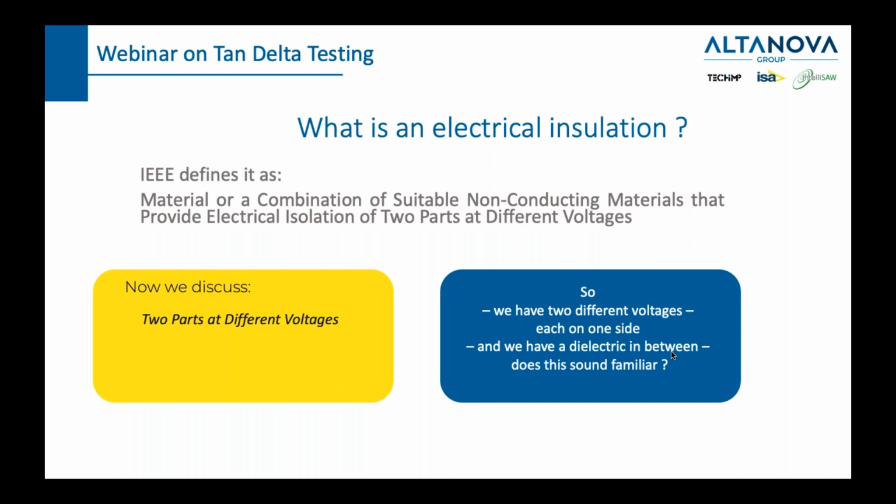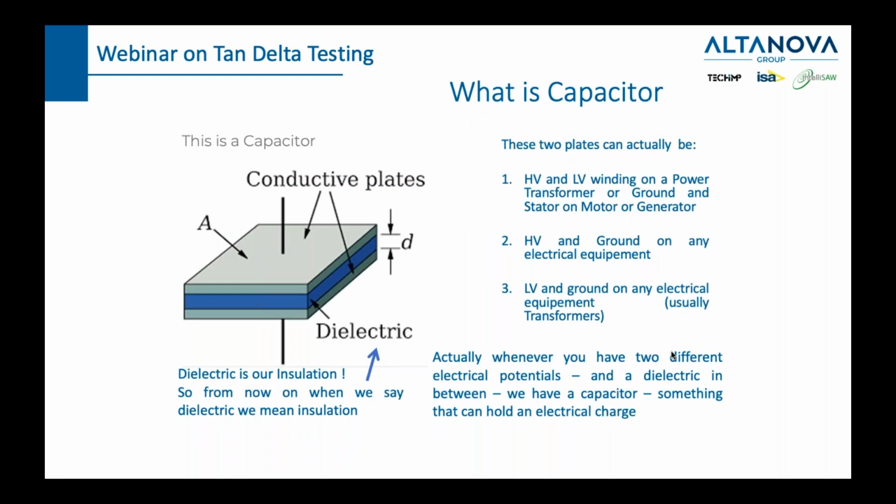So what does this remind us of? Does this sound somehow familiar? Two voltage levels and something which is non-conductive in between. Well, that is the definition of a capacitor. So you see, we start this story about tan delta through a capacitor. Why? Well, because the definition tells us so. So let us look at one capacitor, a two-plate capacitor, the most simple example which we can have. We have conductive plates. In the middle, we have a dielectric.